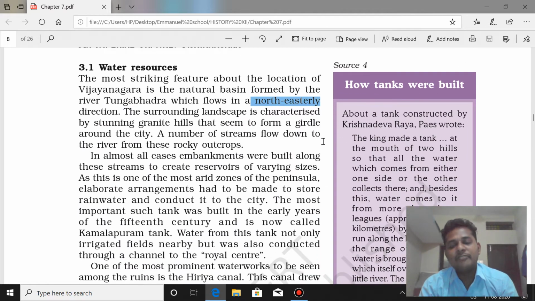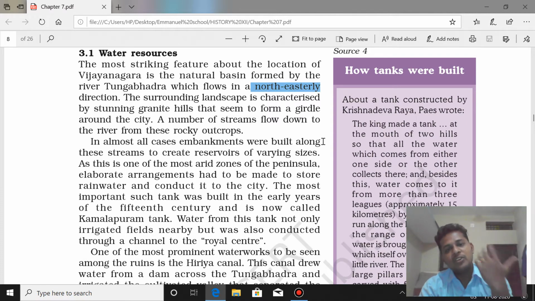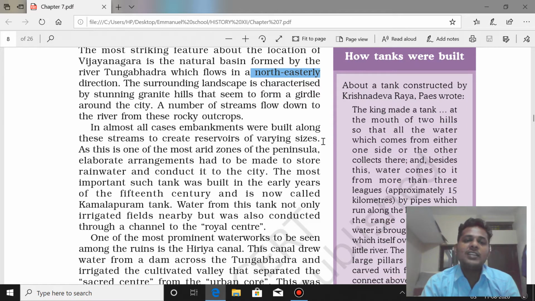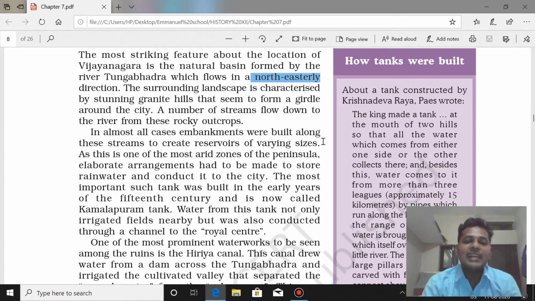So it starts from here, flowing towards the northeast direction of Vijayanagara Empire. So at Vijayanagara, water is naturally available. The surrounding landscape is characterized by stunning granite hills that seem to form a girdle around the city.